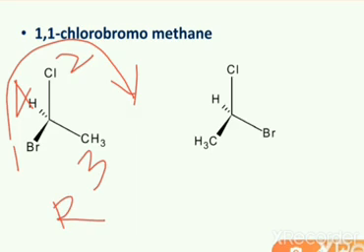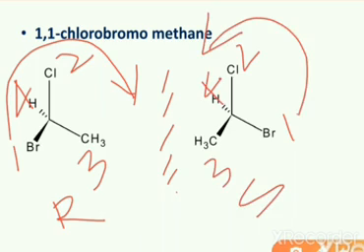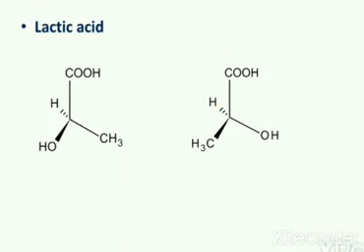The mirror image of the same molecule is here. In this we have the same types of atoms: 1, 2, 3 and 4. So 1, 2, 3 are arranged in an anti-clockwise direction, so it is designated as S. The next example is lactic acid. In lactic acid we have the hydroxyl group, acid, methyl and hydrogen. Likewise we can give priority for the attached atoms.